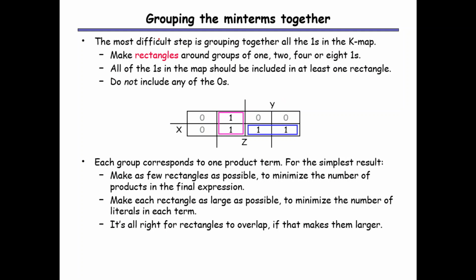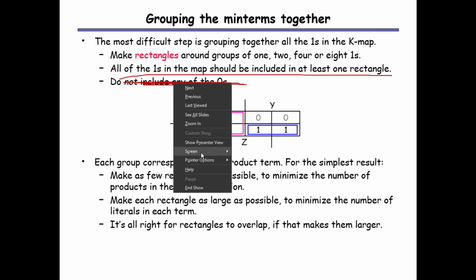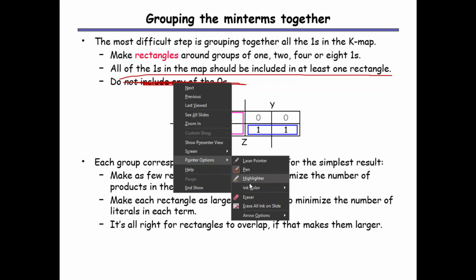The most difficult step is to group them together, of course. In the K-map, make rectangles around groups of 1, 2, 4, or 8 ones. All the ones in the map should be included in at least one rectangle. Not included means zeros. We do not include zeros, because it is important. You should learn it.